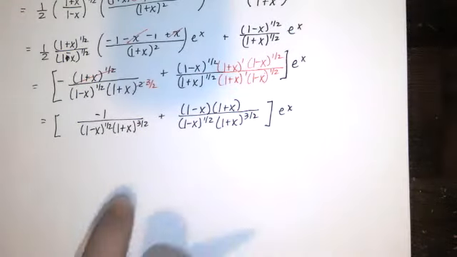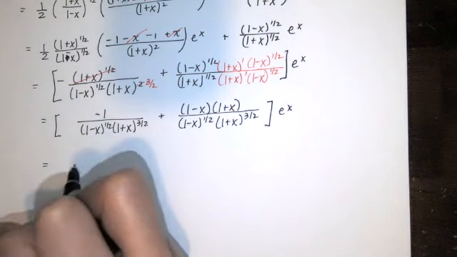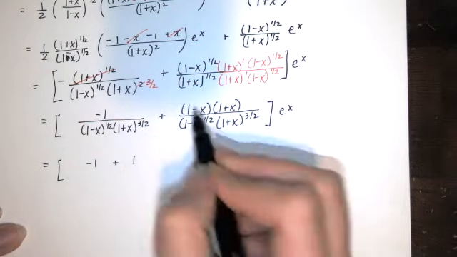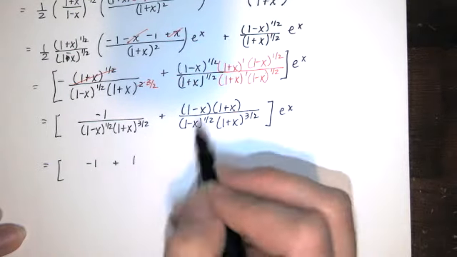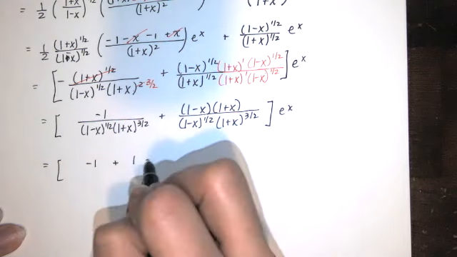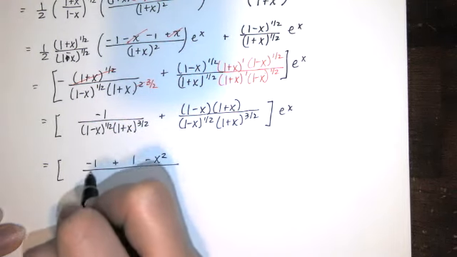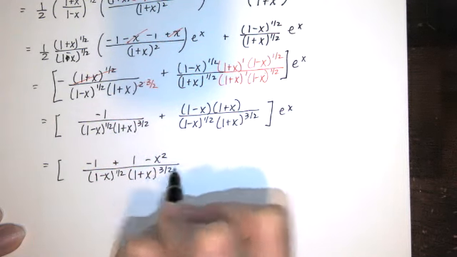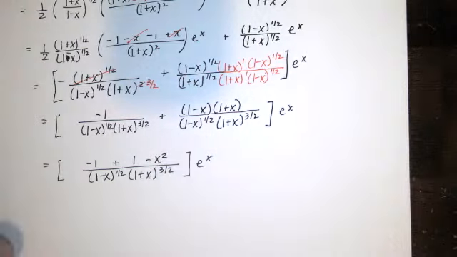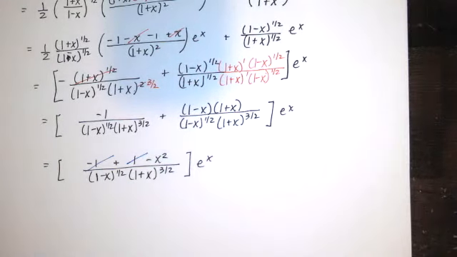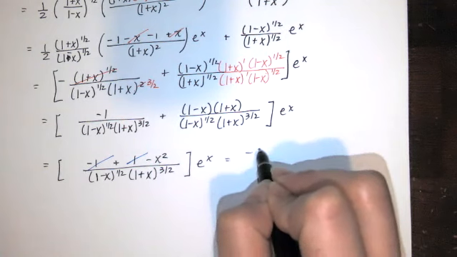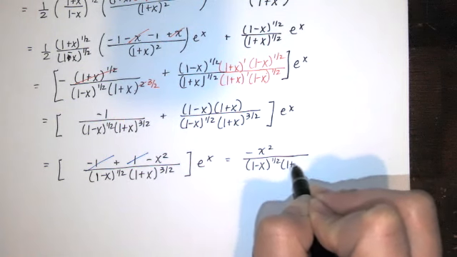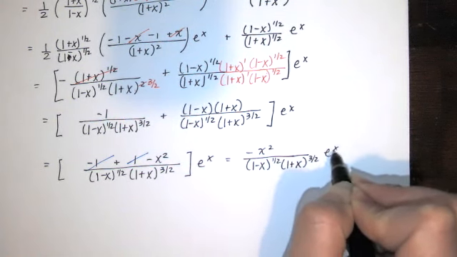And now that we have a common denominator, we can just add the numerators. So you have -1 plus, if you distribute there, first times first is 1, outer times outer is x, inner times inner is -x, x minus x is 0, and then last times last is -x squared. And these guys reduce. And it is exactly what it was supposed to be, -x squared over 1 minus x to the 1/2 times 1 plus x to the 3/2 e to the x.